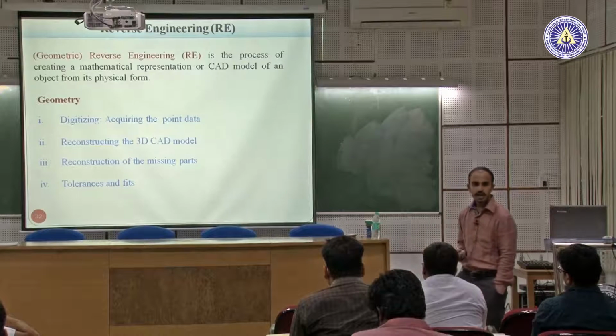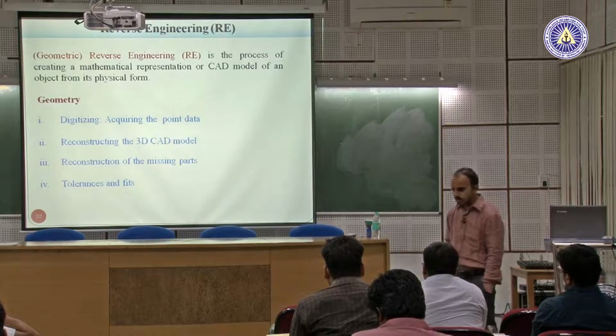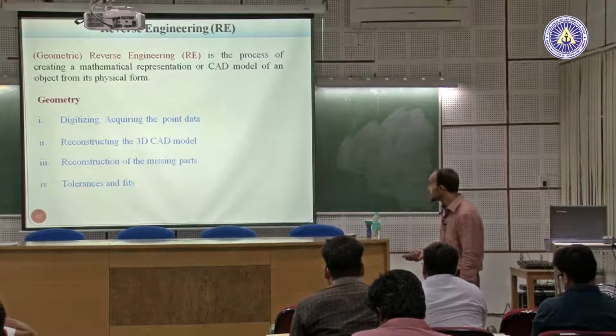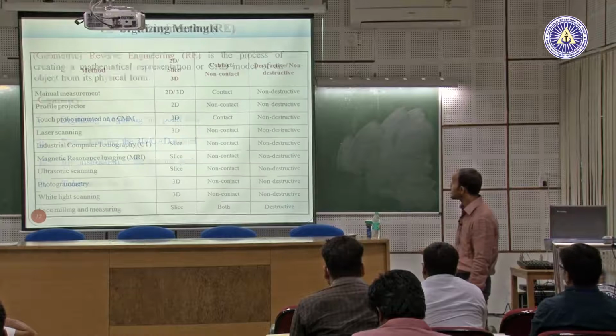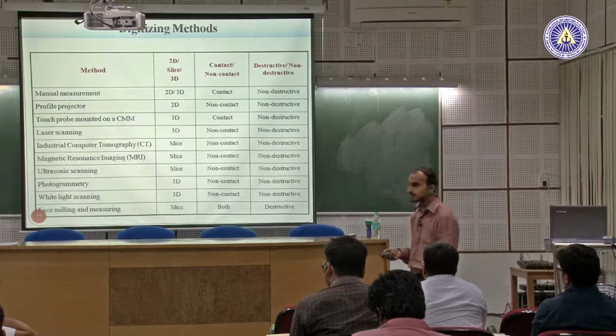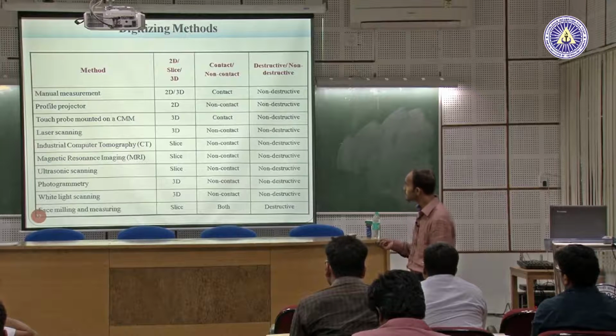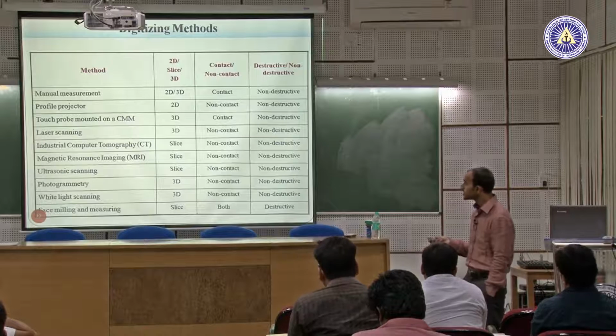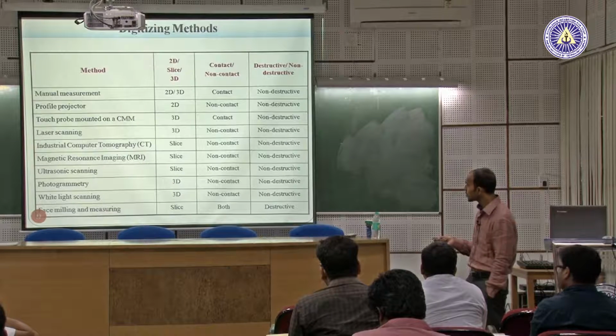And sometimes for additive layer manufacturing, we need to give some tolerance fit for the surface finishing and different processes. These are the different methods we can use for reverse engineering, such as manual measurement, focal projectometer, touch probe mounted on CMM, laser scanning, and industrial computer tomography.